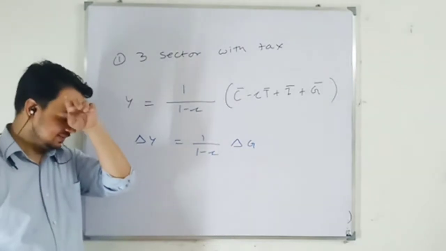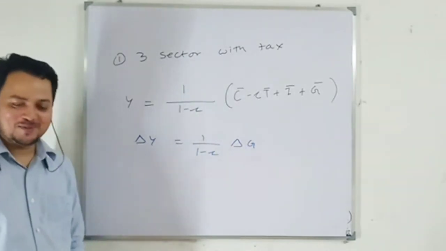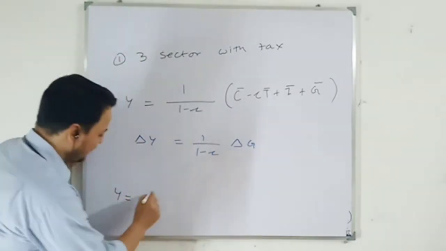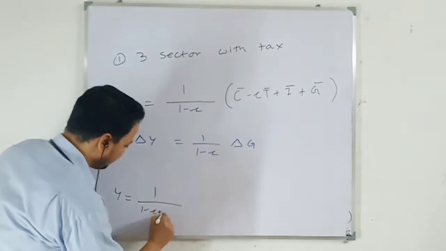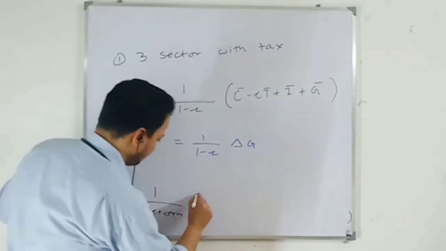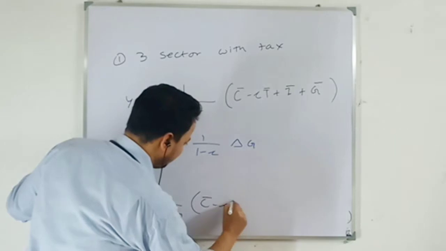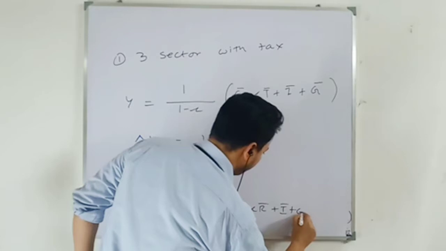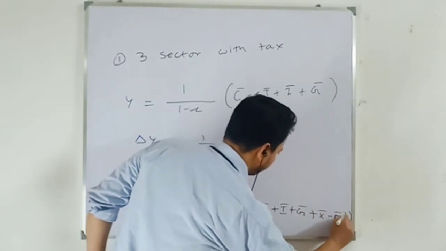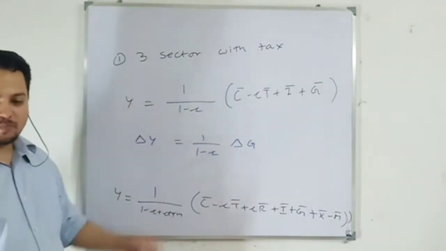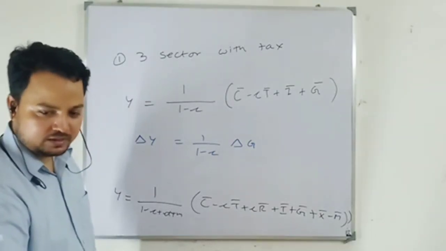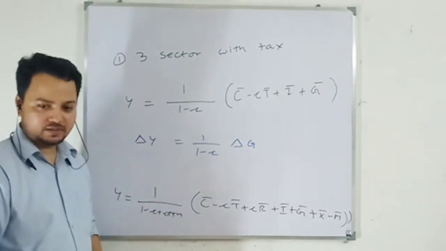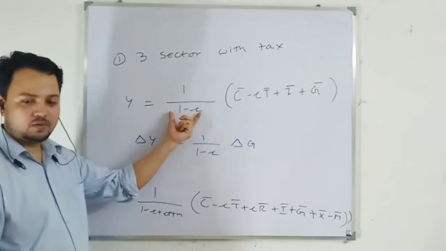Now I do one more thing. Let me write it. Y equal to 1 over 1 minus C plus Ct plus M, times C bar minus small c T bar plus small c R bar plus I bar plus G bar plus X bar minus M bar. I want to introduce the open economy, that means export and import. But I want to maintain the same multiplier, 1 over 1 minus C.